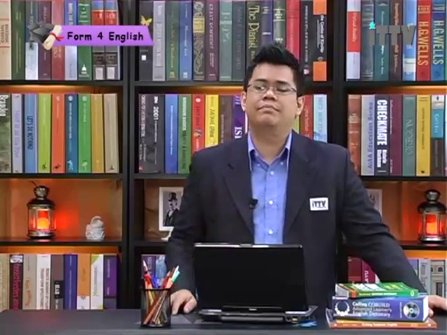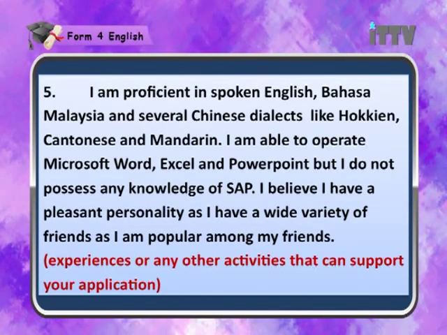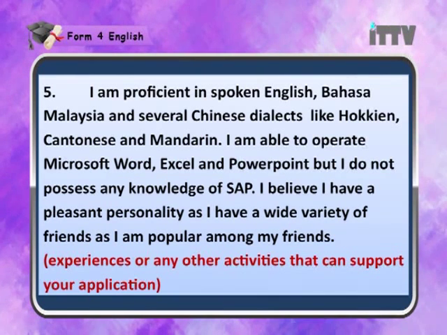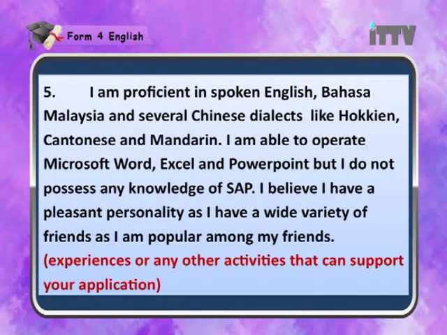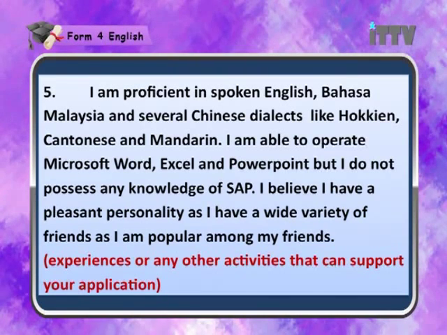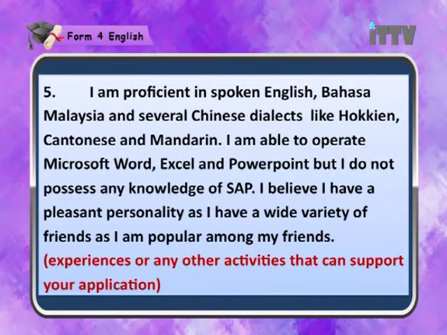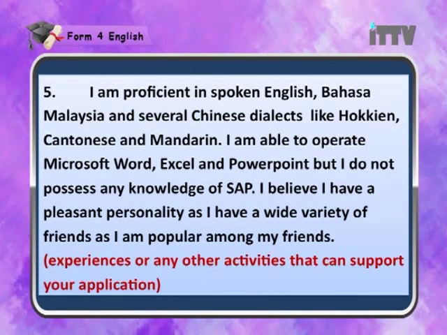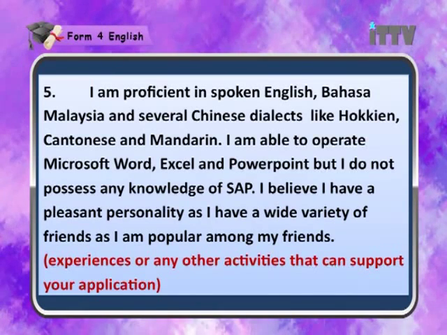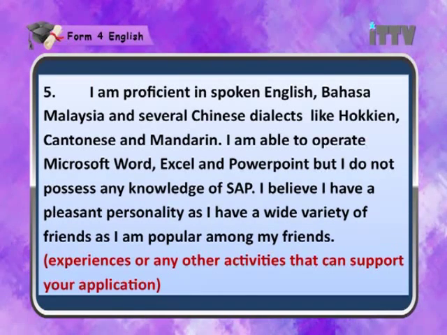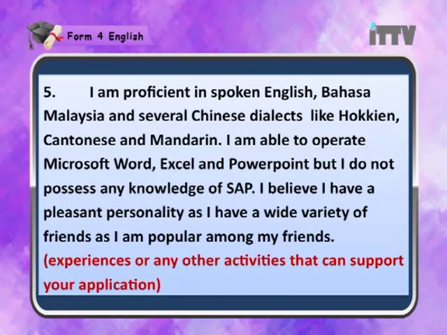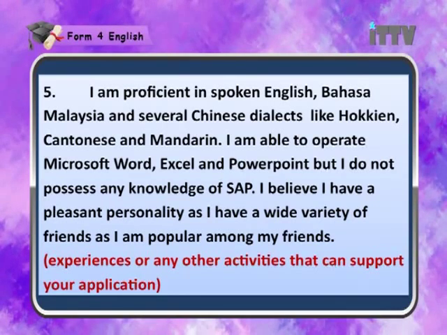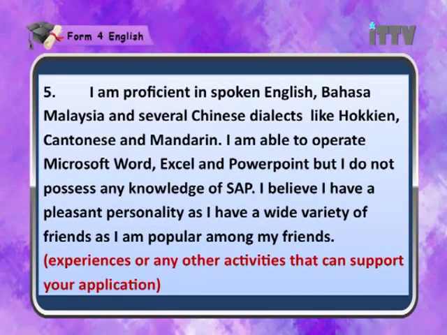So let's see what he writes in paragraph 5. Paragraph 5. I am proficient in spoken English, Bahasa Malaysia, and several Chinese dialects like Hokkien, Cantonese, and Mandarin. I'm able to operate Microsoft Word, Excel, and PowerPoint, but I do not possess any knowledge of SAP. I believe I have a pleasant personality as I have a wide variety of friends, as I am popular among my friends. So in paragraph 5, what is the applicant talking about?